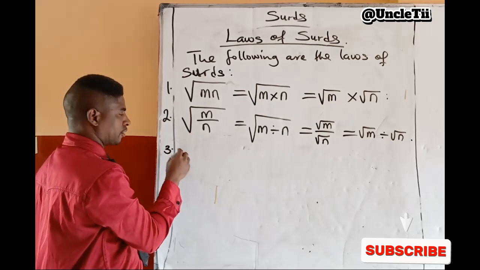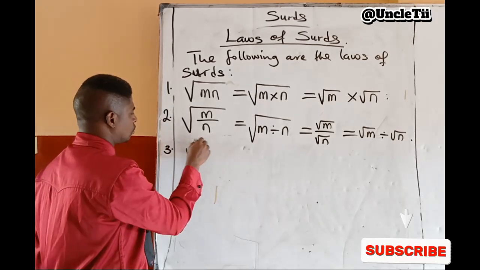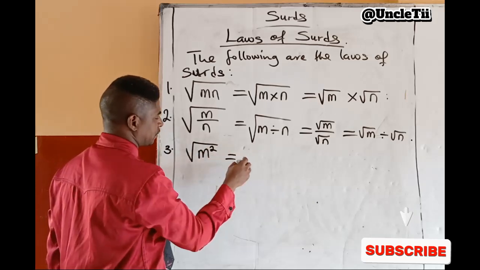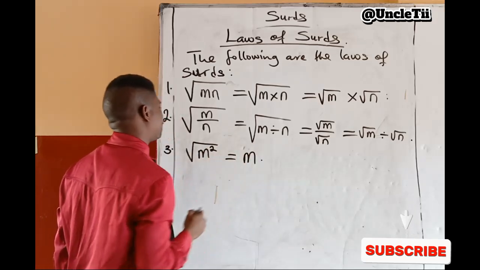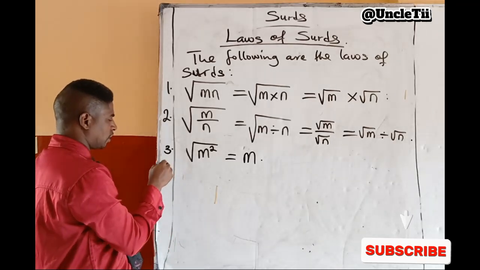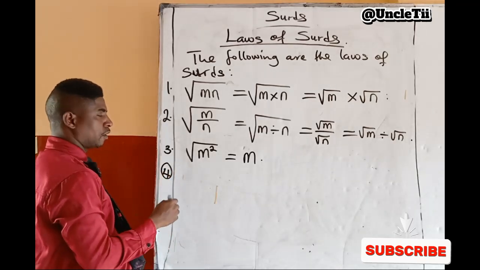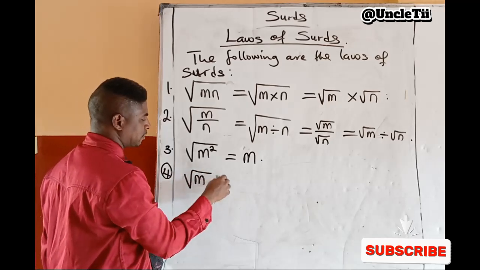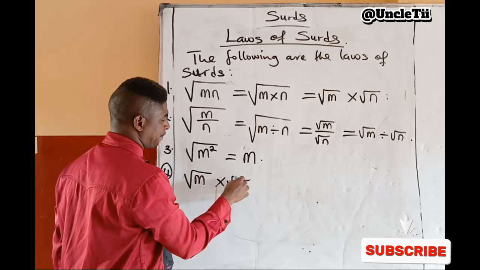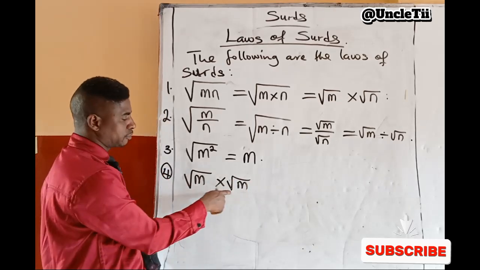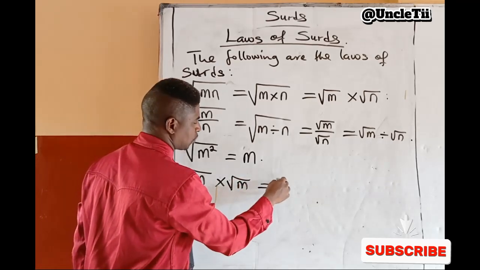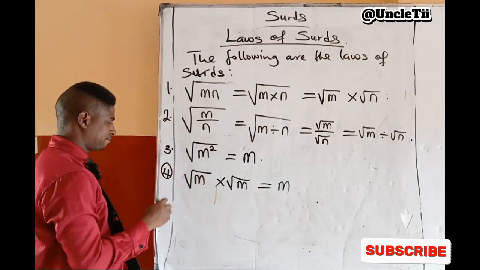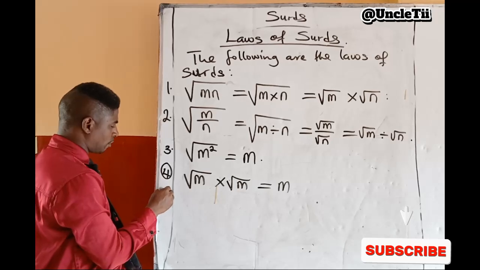Law number 3 tells us that root m square is equal to m. Closely following that is law number 4. Law number 4 is saying root m times root m. Root m times root m is equal to m. That is exactly the same thing as law number 3. Then we go to law number 5.